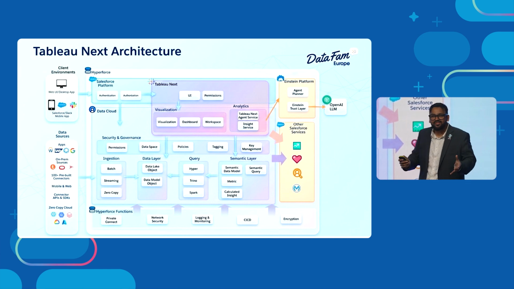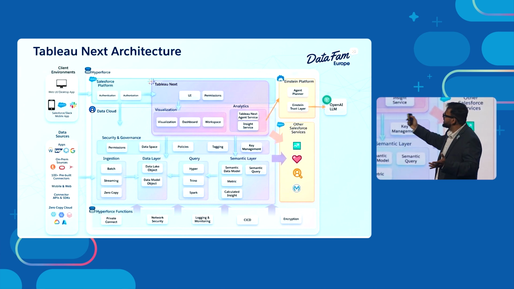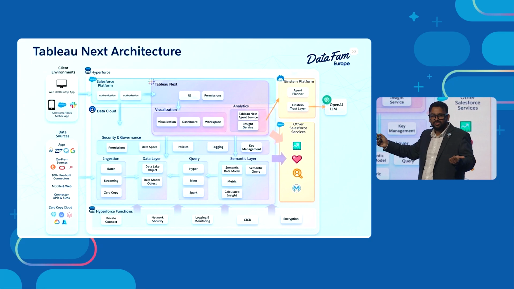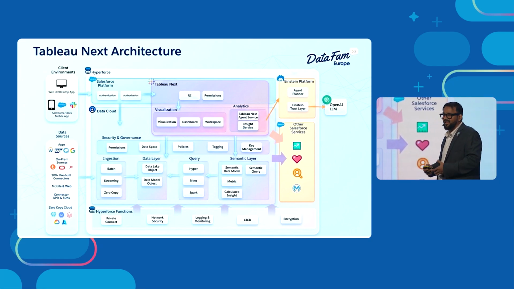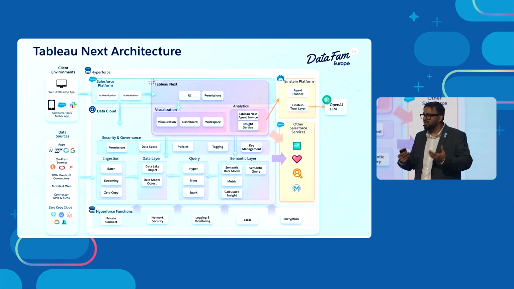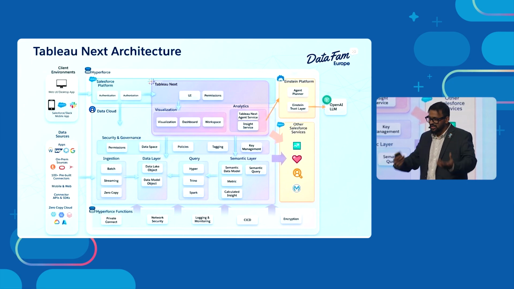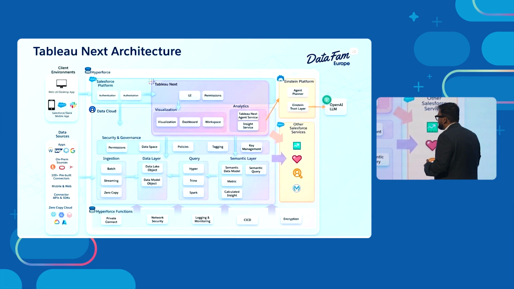Again, the most important thing to focus on here is we still have our foundational Hyperforce. We still have our Einstein Trust Layer. Those are key, again, because that's what we're going to be focusing on when it comes to our trust.